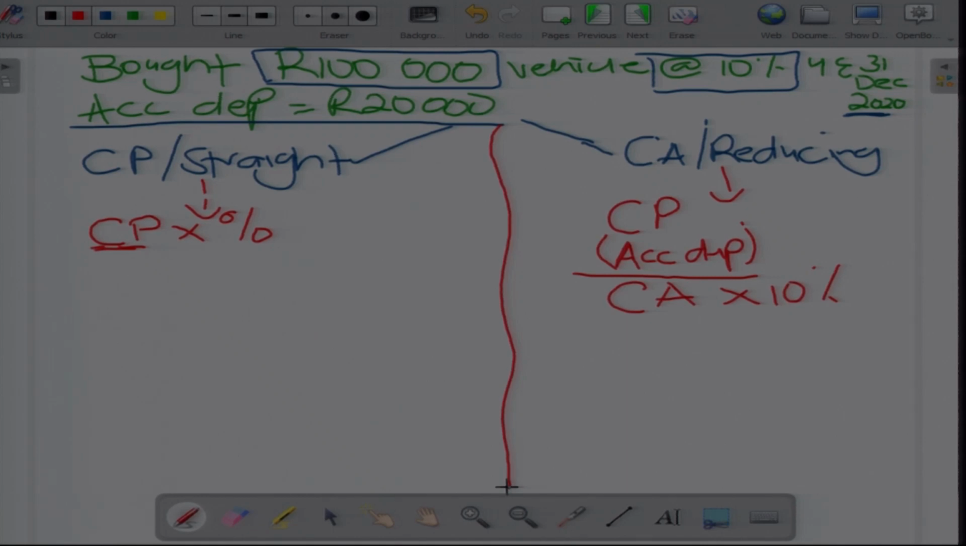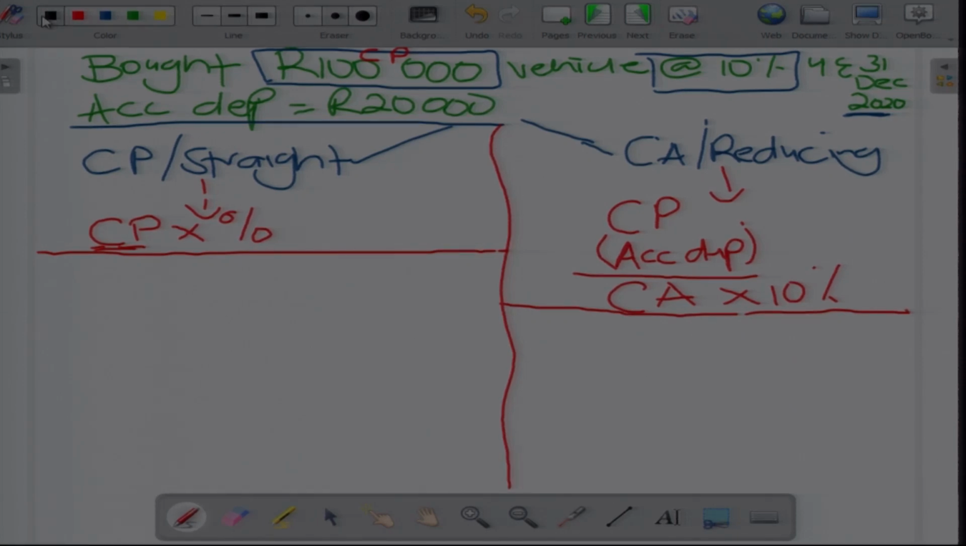Okay, so now this is what they told us. We bought the vehicle for 100,000. So this is the cost price. They're telling us the vehicle is depreciated at 10%. And they're telling us we've got a cumulative depreciation. Okay, so now let's calculate what is our depreciation using the straight line method and what will our depreciation be if we're using the carrying amount or the reducing balance method.